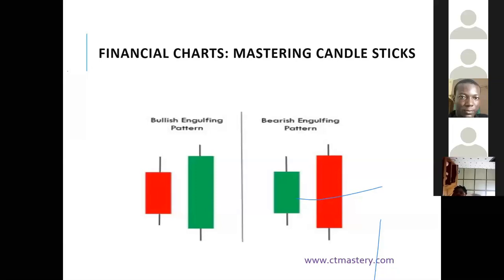Let me repeat. Let me start with the bullish engulfing. Let me go to the next slide. You guys explain it better here.